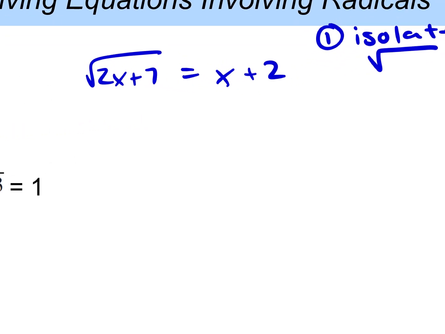Now how do we get rid of the square root? Square both sides. So we're going to square the left side, so it'll cancel out with the square root. On the right side, we're squaring the whole thing. So it is x plus 2 squared. So now on the left side, we have 2x plus 7 is equal to, how do we do x plus 2 squared?